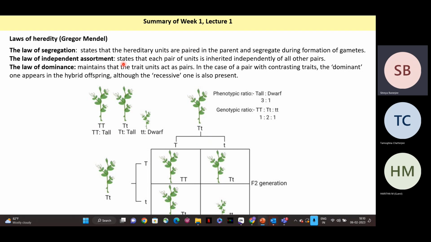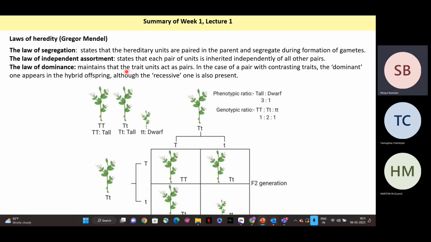Then the law of independent assortment states that each pair of units is inherited independently of all other pairs. That means the offspring of this plant can either get capital T or small t. And same for this plant. It is independent what comes from this plant and what comes from this plant. That is why the offspring can have 4 possible combinations: 2 capital T, 1 capital T and 1 small t, similarly 1 capital T and 1 small t, and both small t.